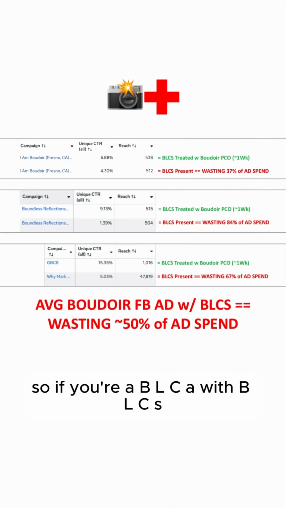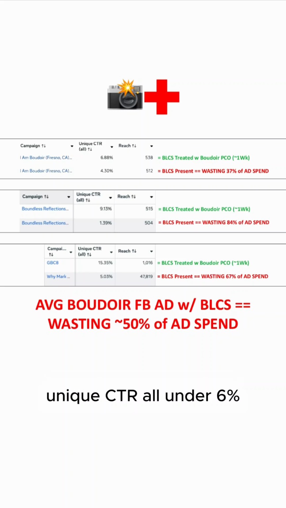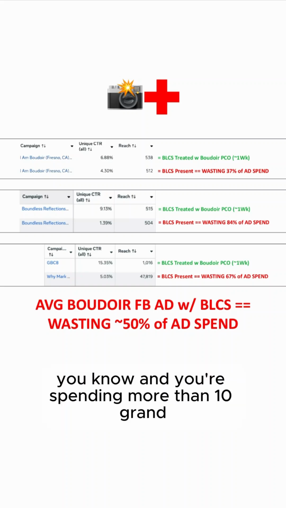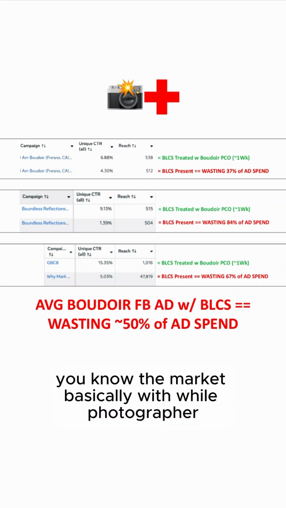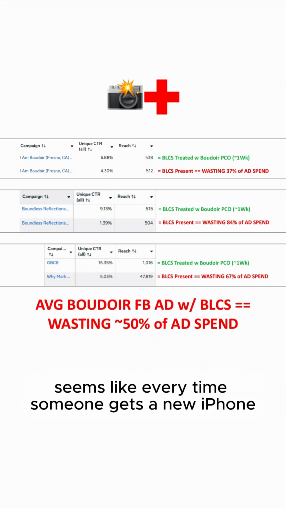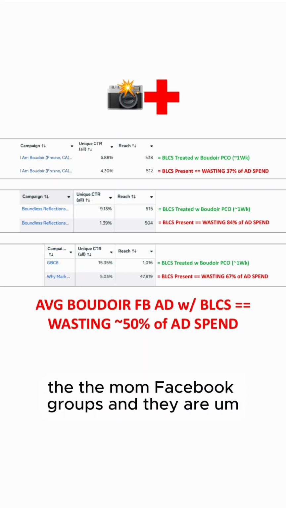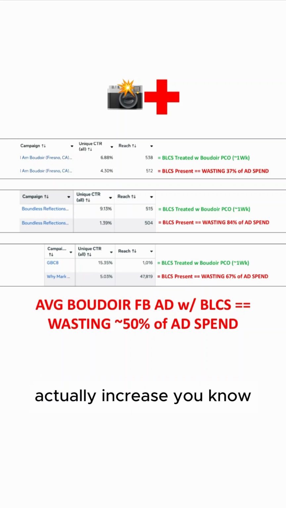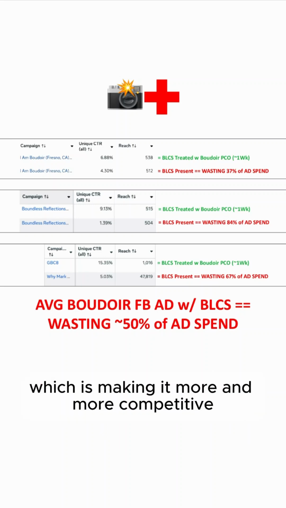So if you're a BLCA with BLCS, if you're a Boudoir low click advertiser with Boudoir low click syndrome, unique CTR under 6%, and you're spending more than 10 grand a month on Boudoir Facebook ads, and you've seen the boudoir photographer market get more and more saturated day by day. Seems like every time someone gets a new iPhone, someone's throwing up their Google My Business profile saying they now shoot boudoir, or they get a new camera. They're posting in the mom Facebook groups, and the supply of boudoir photographers is increasing, buyers remaining the same number, which is making it more and more competitive, harder to stand out.